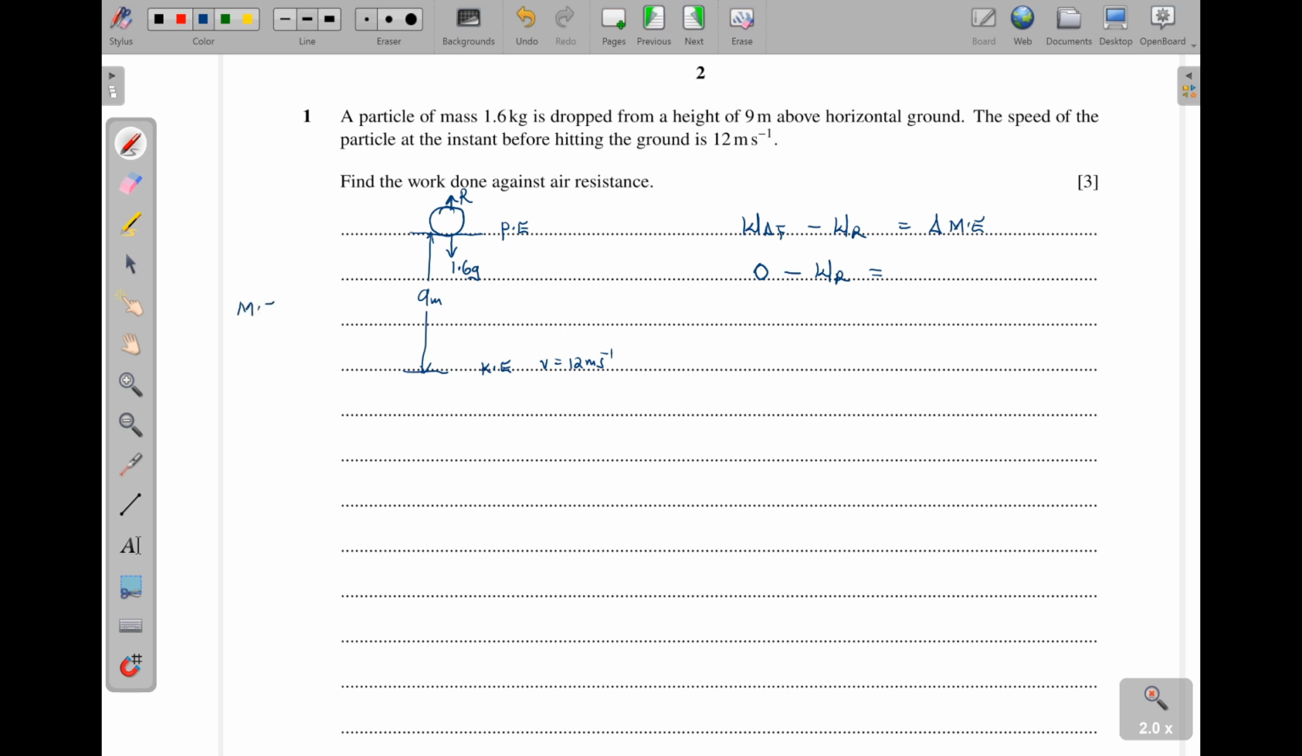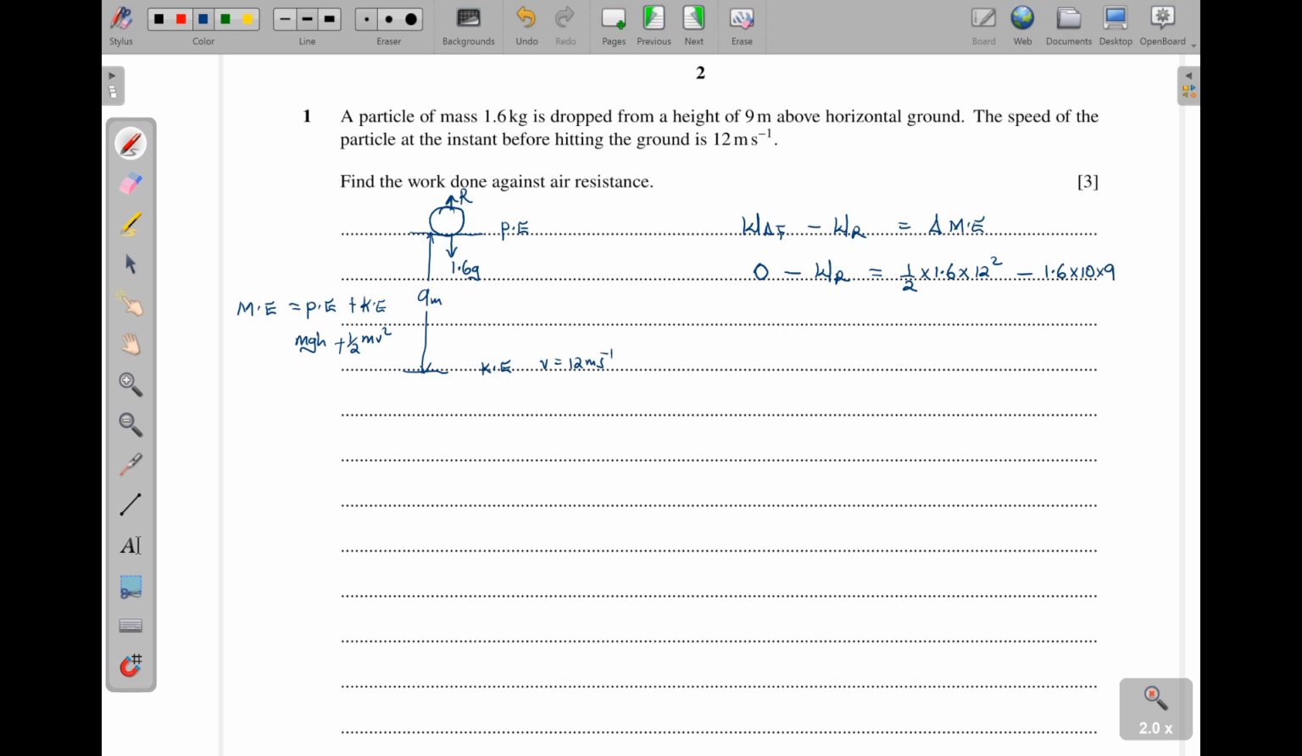Mechanical energy is always equal to potential energy plus kinetic energy. Potential energy is mgh, kinetic energy is a half mv squared. Now we look at the final state, on the ground, which is due to kinetic energy. So I will have a half, m is 1.6, times the speed 12 squared. And then minus potential energy, which is mgh, so 1.6 times 10 times 9.